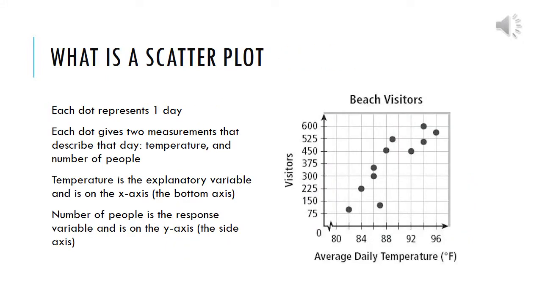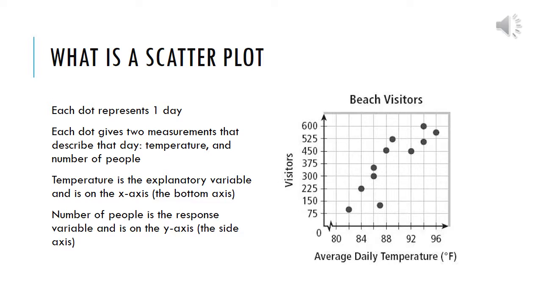On the above slide is an example of a scatter plot. Each dot on the scatter plot represents one day. Each dot tells us two pieces of information about that day: the temperature and the number of visitors at the beach on that day. For example, the dot on the far left had a temperature of 82 degrees Fahrenheit and just over 75 people visiting the beach. It makes sense that more people will visit the beach if the weather is warmer.